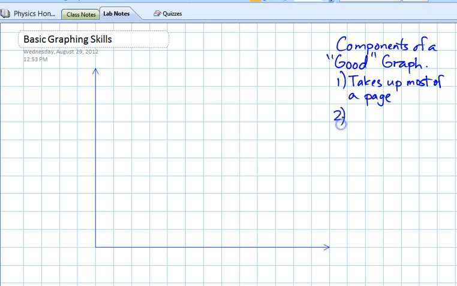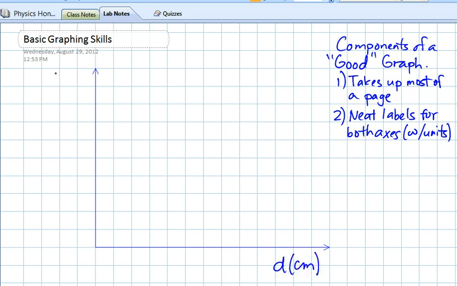Second, we want to have neat, easy to read labels for both axes, and we want to include units. So for example, for our Zany Zircon Zingers lab, on the x-axis we graphed the distance in centimeters, and on the y-axis we graphed the average time in seconds. So I'm labeling the axes.